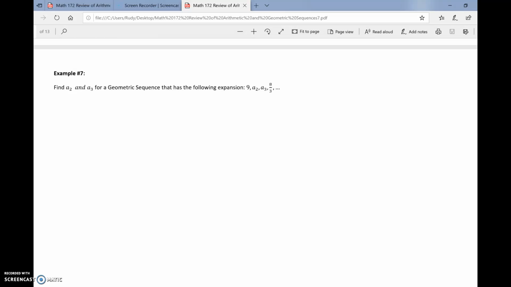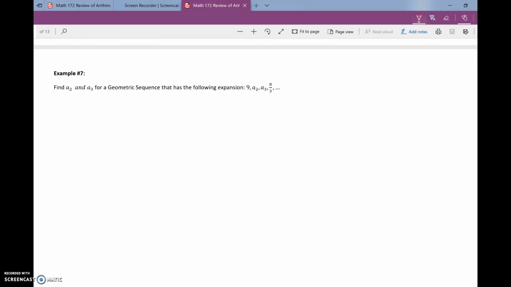Hi class, let's take a look at example 7. In example 7, they want us to recognize the formulas for each of these in order to find a specific term of the sequence, or technically, in this case, finding two terms of the sequence. And this is what we know.